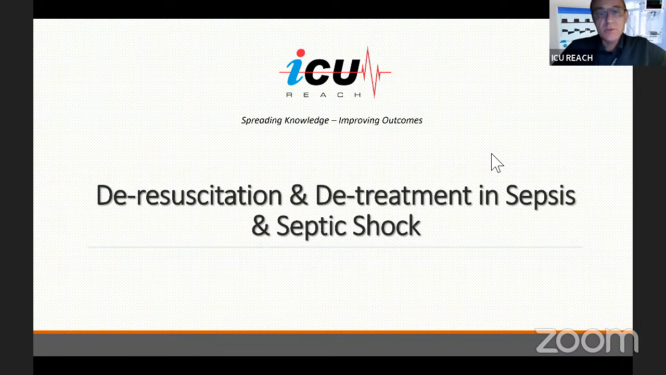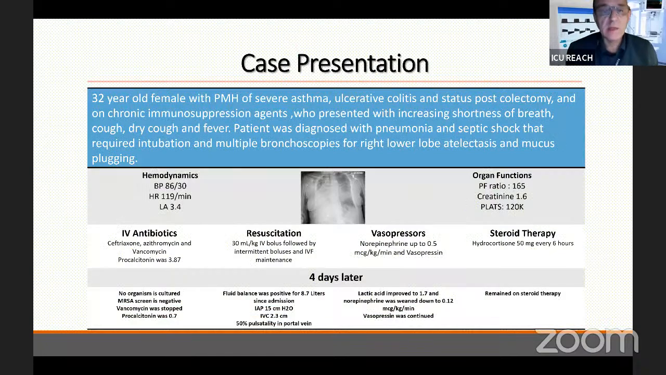I'm going to start with a case presentation for a patient who is a 32-year-old female with past medical history of severe asthma, ulcerative colitis, and status post colectomy. She is also on chronic immunosuppression agents. She presented with increasing shortness of breath, cough, and fever. She was diagnosed with pneumonia and septic shock and required to be intubated. She had multiple bronchoscopies for right lower lobe atelectasis and mucus plugging, and you can see the chest X-ray in the middle.